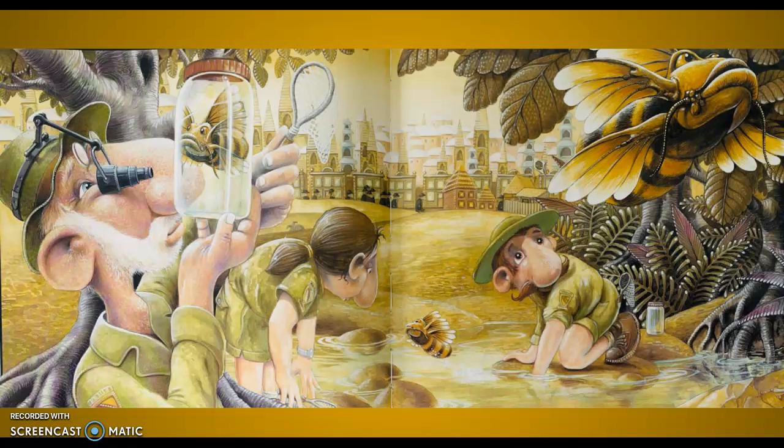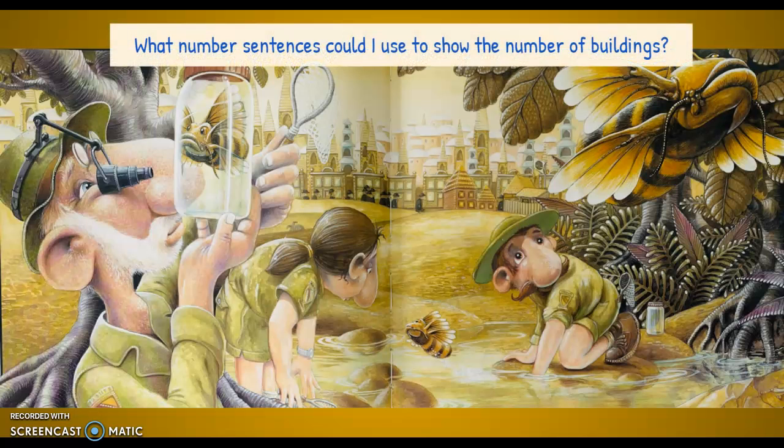So now our small town has become a city, and a team of scientists arrived to study all the animals. 3 flipper flaps was all they found. Do you see anything else on this page? What number sentences could I use to show the number of buildings on this page?